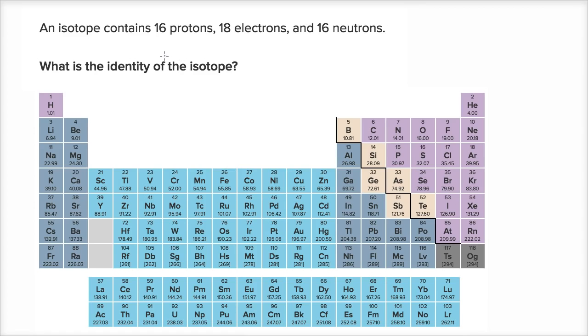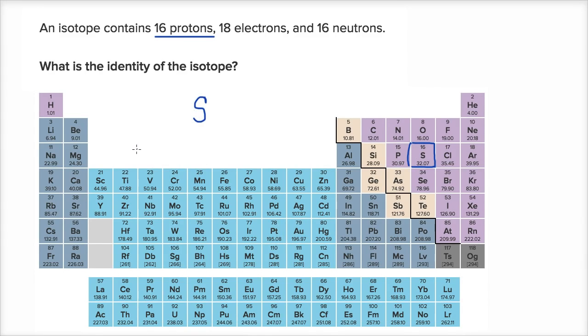So an element is defined by the number of protons it has. So if someone tells you the number of protons, you should be able to look at a periodic table and figure out what element they are talking about. Because it is 16 protons, we can go right over here to the atomic number. What has 16 protons? Anything that has 16 protons, by definition, is going to be sulfur right over here. So I could write a big S.